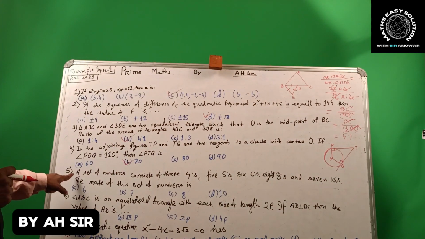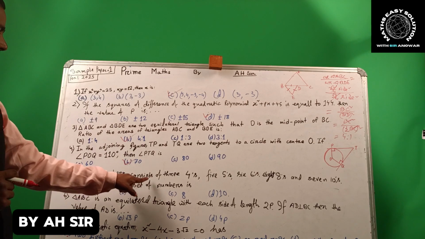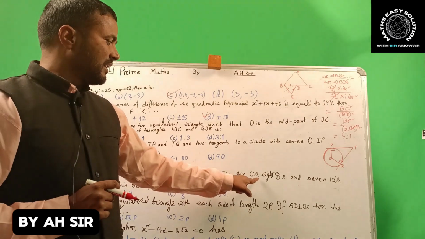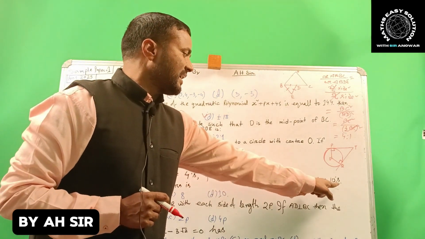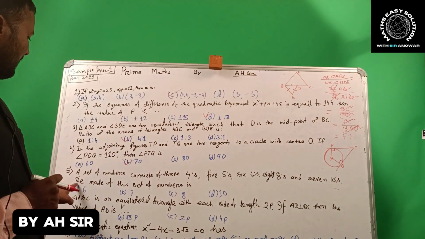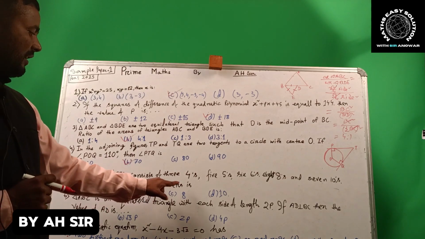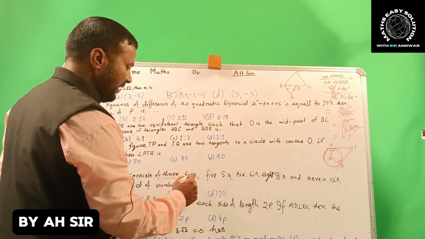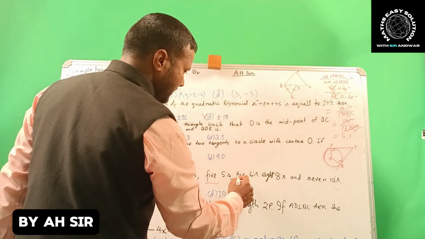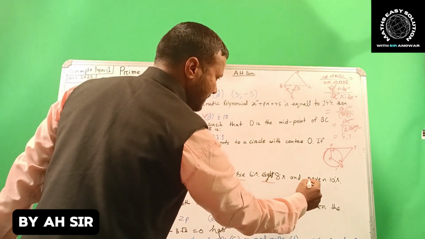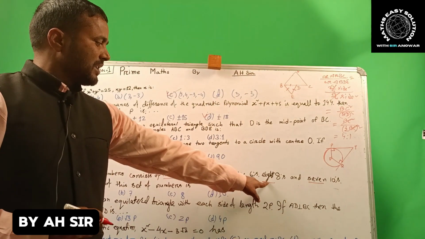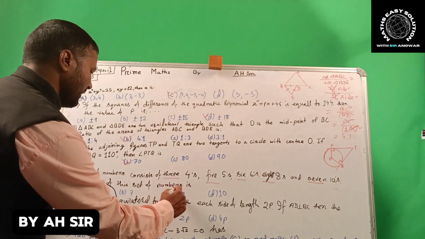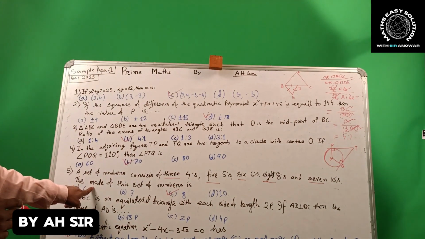Now next, see, a set of numbers consists of 3 fours, 5 fives, 6 sixes, 8 eights and 7 tens. Then the mode of this set of numbers is, you see, which number repeats maximum times? This one 3 times, this is 5 times, this is 6 times, this is 8 times, and this is 7 times. 8 is the maximum number. Number also 8, repeating time also 8. So answer will be 8, as mode is the maximum frequency.